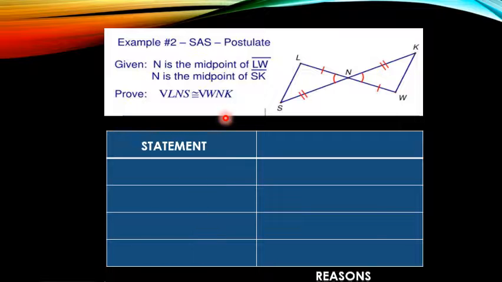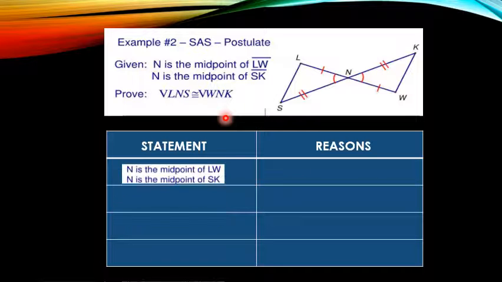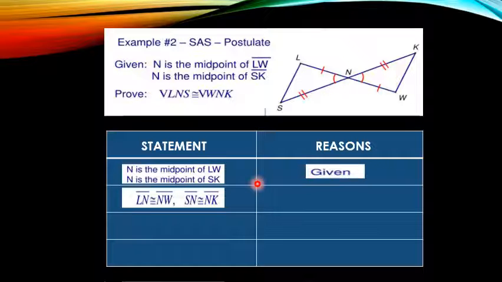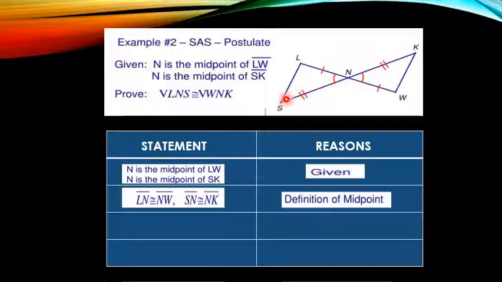Now let's have first the statements and reasons. N is the midpoint of LW and N is the midpoint of SK, line segments SK and LW. This is also a given. Take note, we're going to start from the given. Then line segment LN is congruent to line segment NW, and line segment SN is congruent to line segment NK. So this is LN and this is NW, congruent, then SN and NK are also congruent. This is called the definition of midpoint.